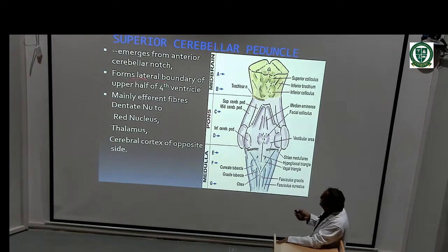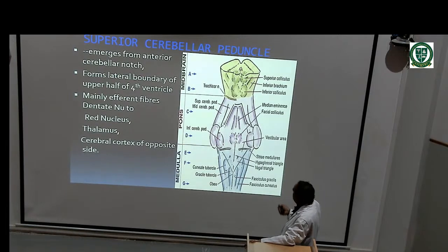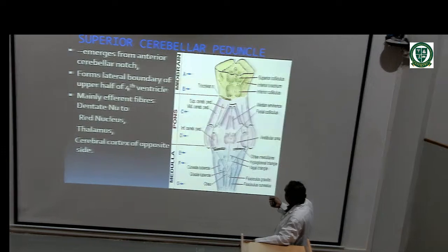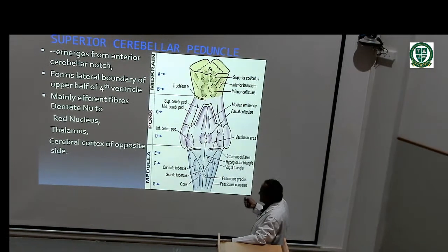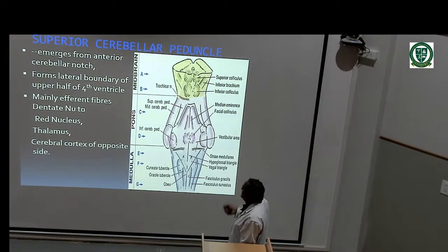So this forms the lateral boundary of the upper half of the fourth ventricle. This is the floor of the fourth ventricle, and this is the upper half, this is the lower half. So this superior cerebellar peduncle, as you are seeing in the diagram, forms the lateral boundary of the upper half of the fourth ventricle.